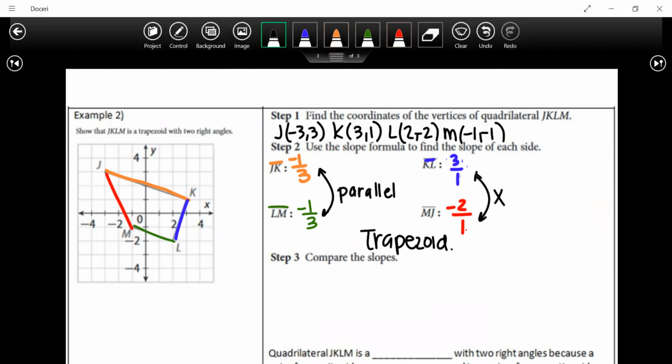Now, looking at your picture, and I'm hoping you guys can see it, do we have corners that look already perpendicular? Let's do our corner up here. So what's two of those? JK and KL. JK would be -1/3. KL is 3 over 1, which comes out to, this is perpendicular.